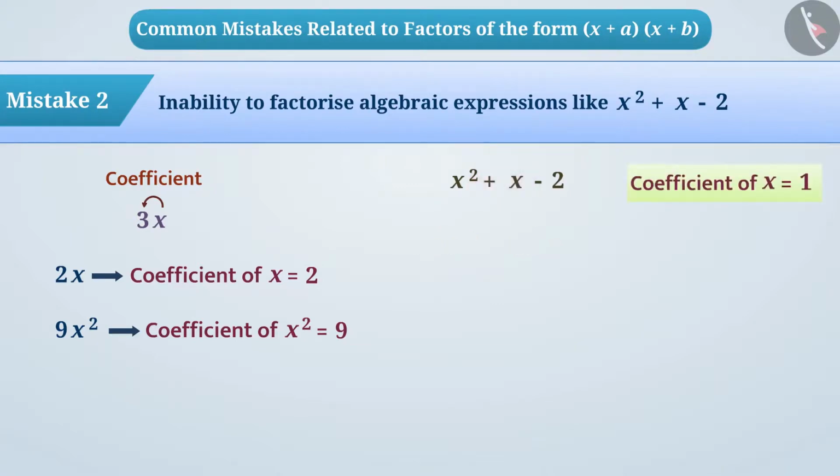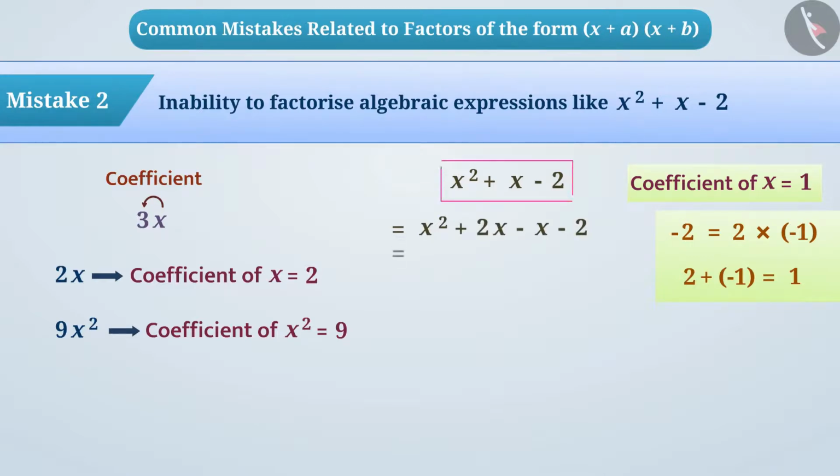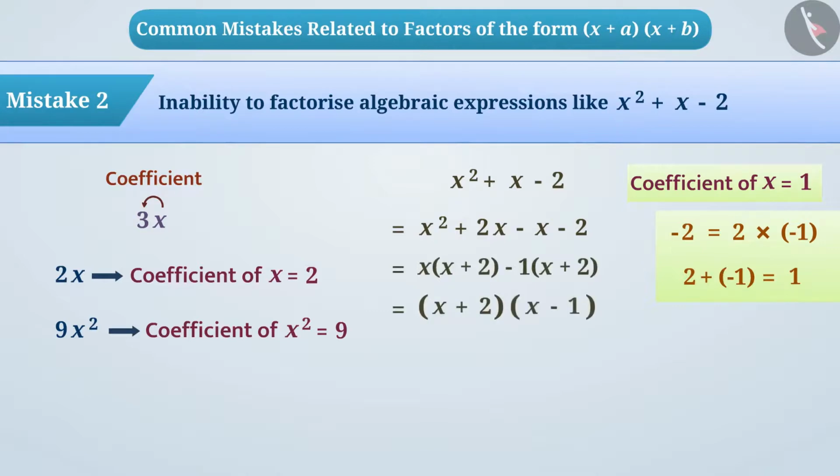In this way we can write minus 2 is equal to 2 multiplied by minus 1, from which we will get 2 plus minus 1 is equal to 1. Now we can write x square plus 2x minus x minus 2, so that we get the factors of this expression as x plus 2 into bracket x minus 1.